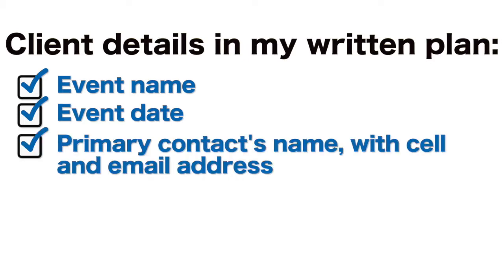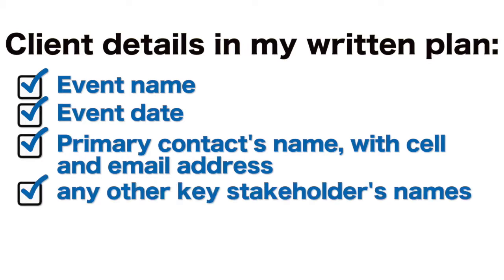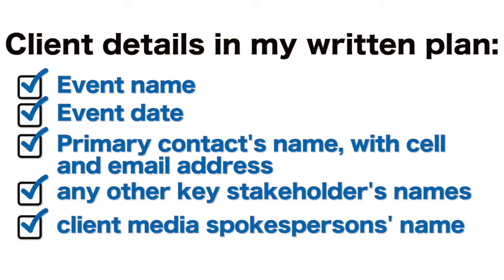So let's back up and look at the first 4. The first one is client details. What sorts of things did I have in my written out plan under client details? First of all, I had the event name, whatever the client called the event. I had the event dates. I had the primary contact's name with cell phone number and email address. I had any other key stakeholders' names, cell phones, and email addresses in that list. I also had the client's media spokesperson's name with cell phone number.